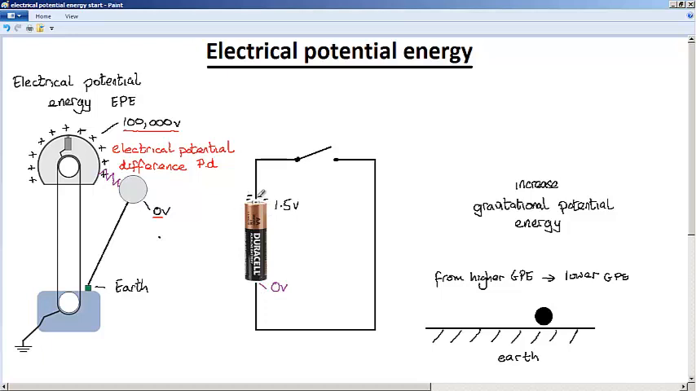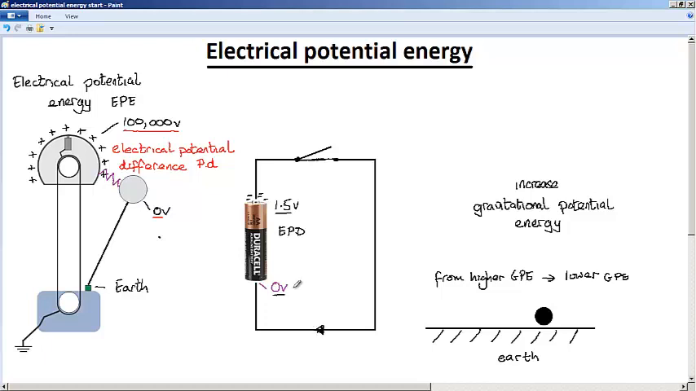Now, nothing will happen until we connect those two potentials. And so when we close the switch like that, because there is an electrical potential difference between the positive terminal and the negative terminal, then charges will start to flow always from the high electrical potential to the low electrical potential.